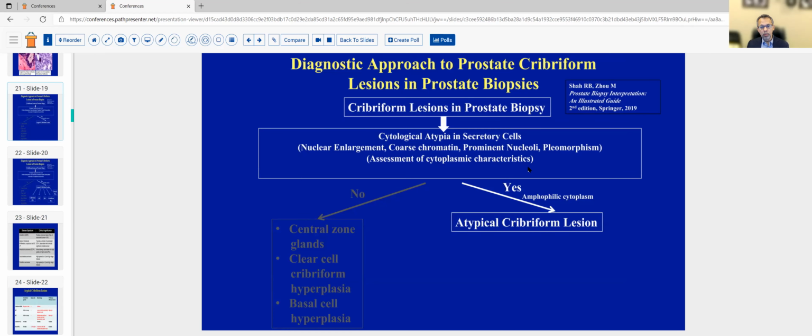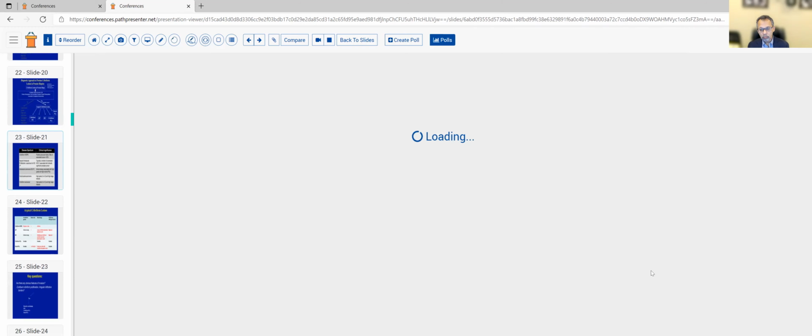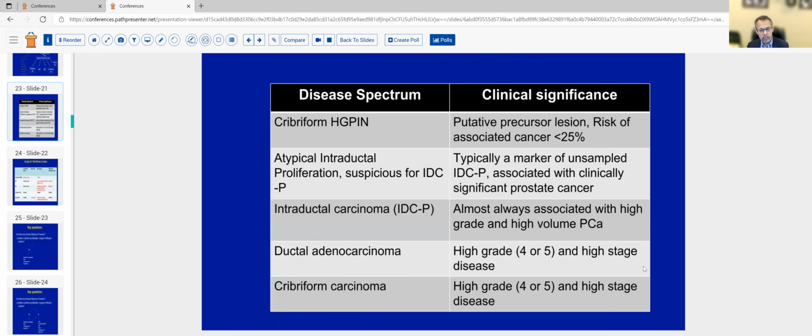So the next very important spectrum is atypical cribriform lesions, cytologically atypical processes. If you have secretory cells which show cytological atypia and your cytoplasm is amphophilic, then you are dealing with a spectrum of atypical cribriform lesions, which are enumerated here: cribriform PIN, atypical intraductal proliferation, intraductal carcinoma, cribriform prostate cancer, and then finally ductal adenocarcinoma. So let us first try to understand the clinical significance of these entities.